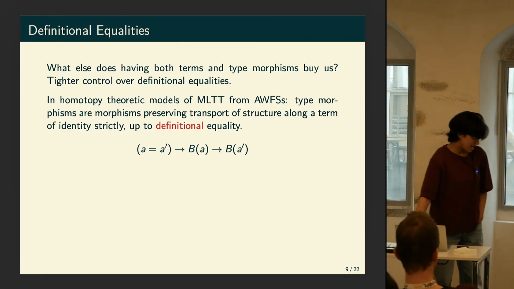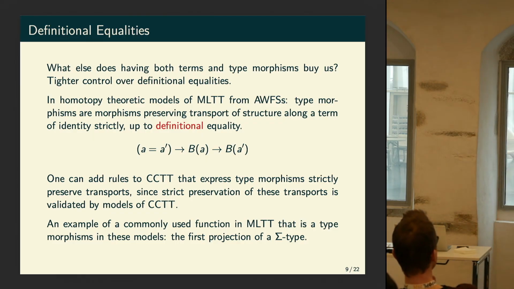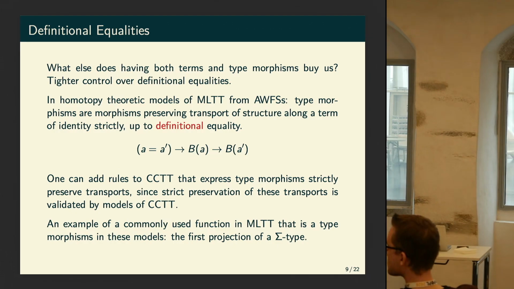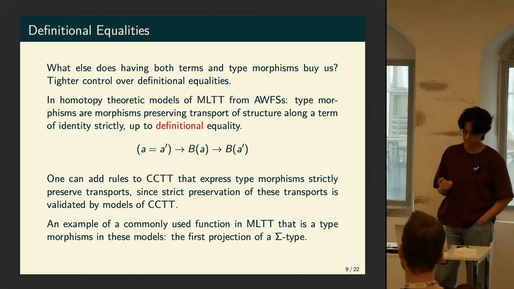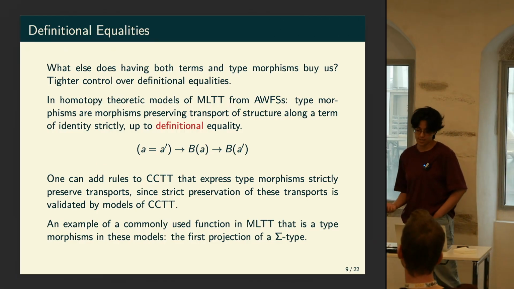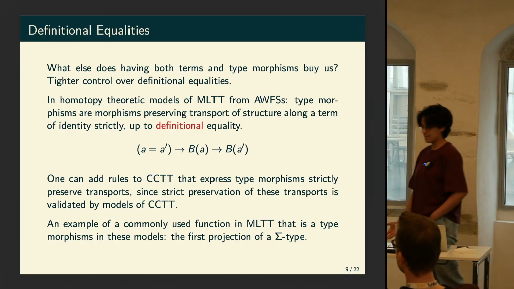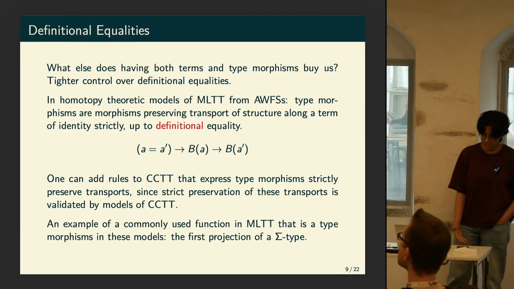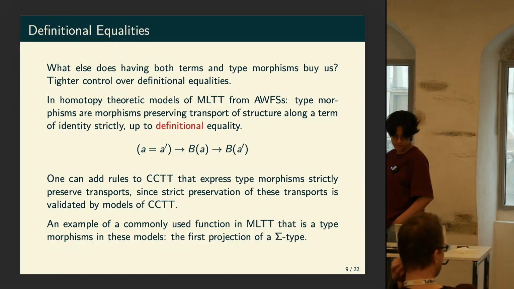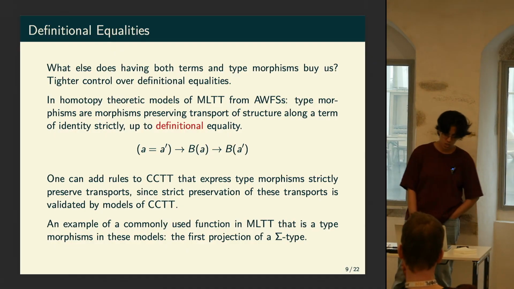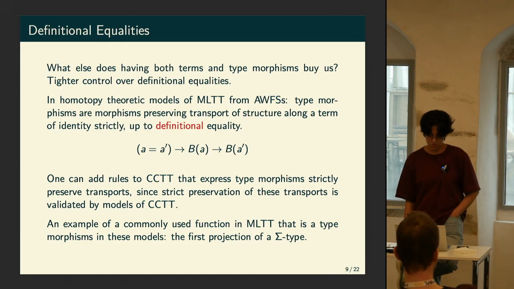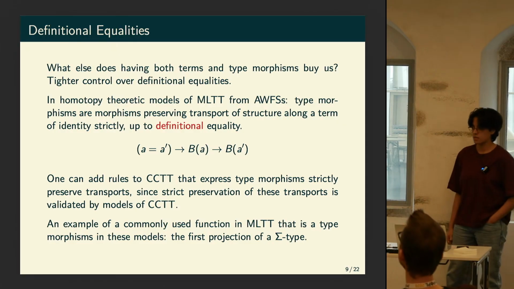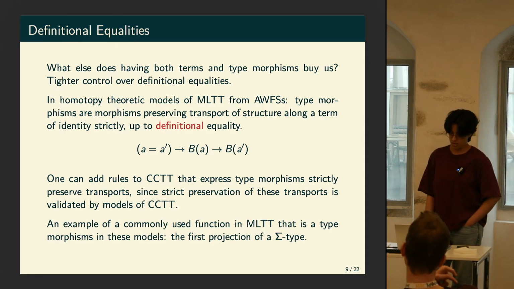It means that you could just add such a rule to CCTT. You could add a rule that says these type morphisms commute strictly, up to definitional equality, with transport, and nothing will break. Everything will still be fine. Why? Because this rule is actually validated in these models that I was talking about. And an example of a commonly used function in MLTT that you would really want to commute up to definitional equality with transport is the first projection of sigma types. And this is indeed for us a type morphism. So we could add this rule, and things will be fine.